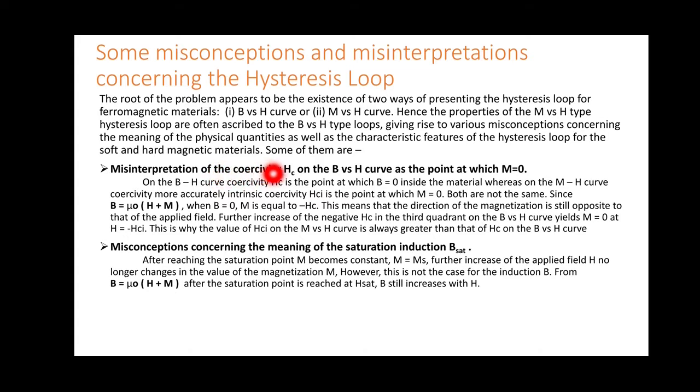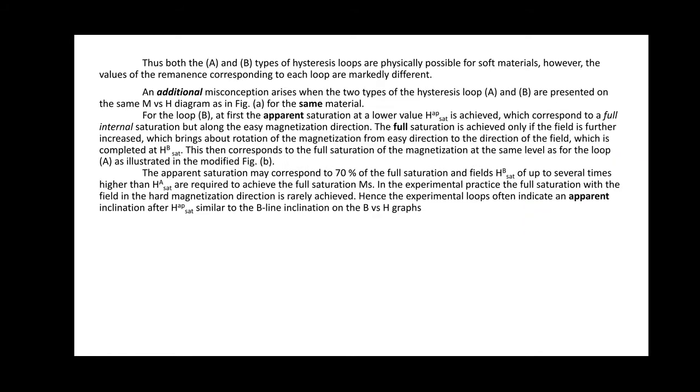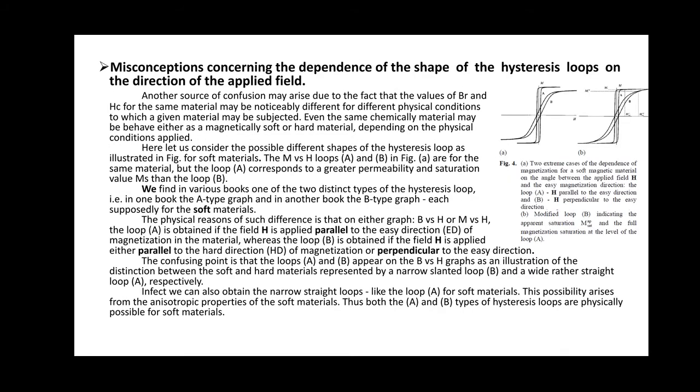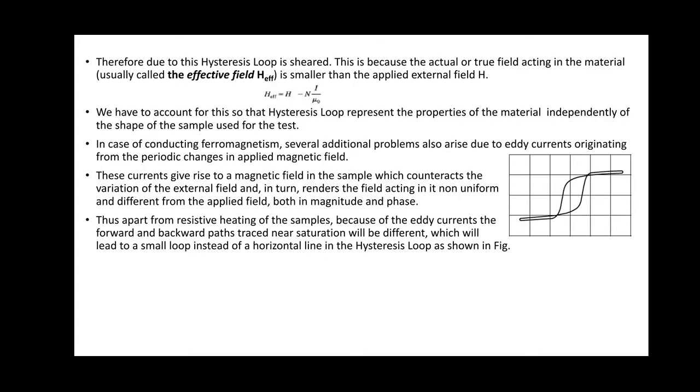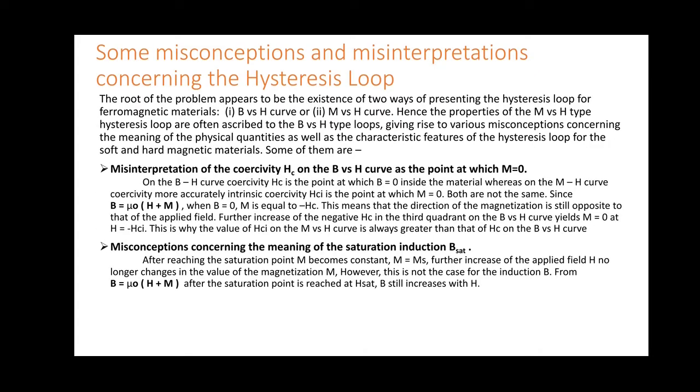Now, some of the misconceptions and misinterpretations: there are 5 types of misconception, which I will cover. The first is misinterpretation of the coercivity H_C on the B versus H curve as the point at which M equals 0. This is the misconception.